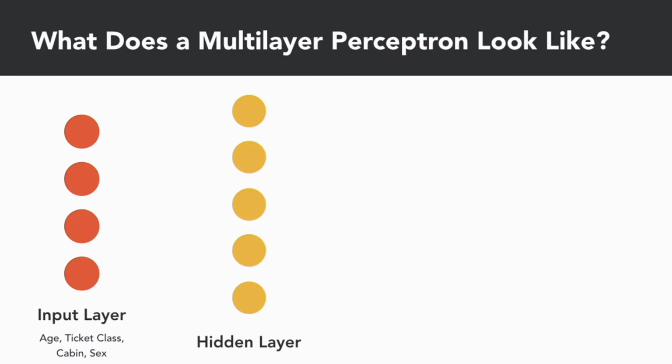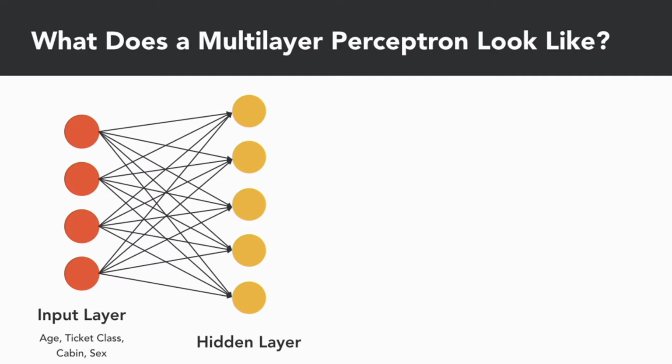Next, there's a hidden layer that we're representing with 5 nodes here. But this hidden layer could contain 10 nodes, 100 nodes, or even 1,000 nodes. Now each of these nodes represents some function.